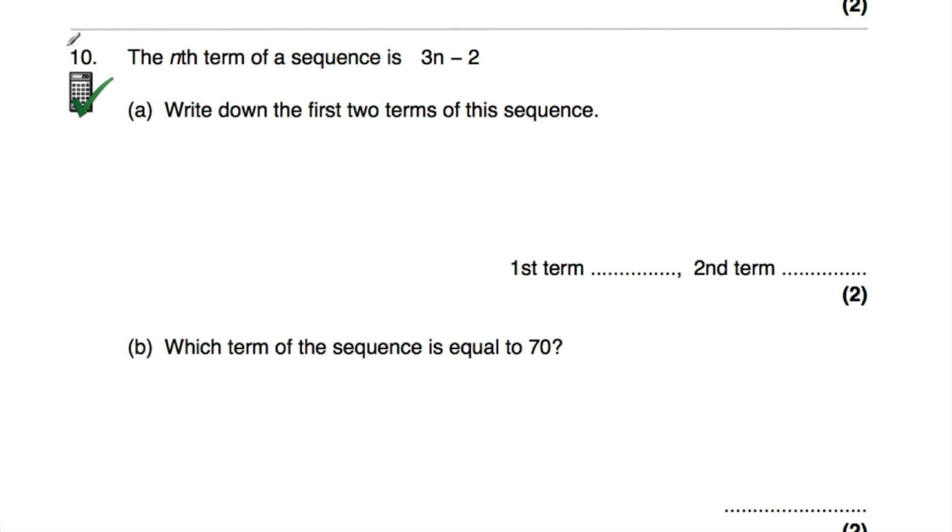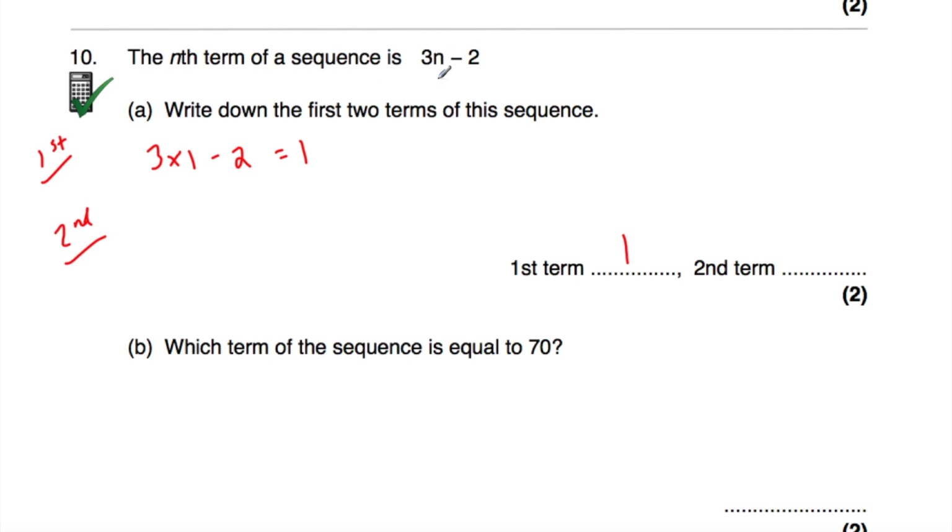Okay, let's have a look at our next question, question number 10. So question number 10 says the nth term of a sequence is 3n subtract 2. On part A, we've been asked to write down the first 2 terms of the sequence. So you just want to find the first 2 terms of this sequence. So we're going to substitute in 1 and 2 for the values of n. So in terms of the first term in the sequence, we're going to do 3 times 1 and then take away 2. 3 times 1 is 3, take away 2 is 1. So the first term in the sequence will be 1.